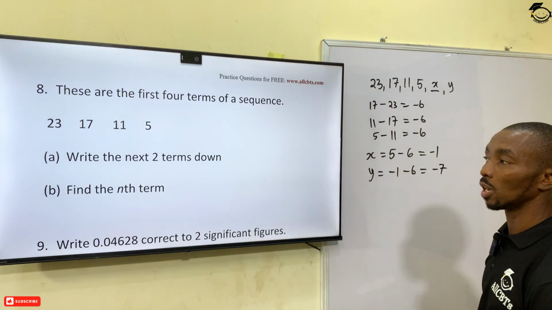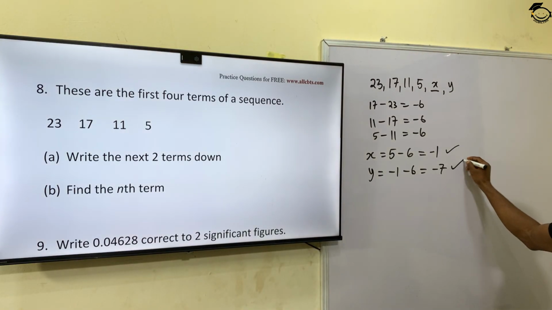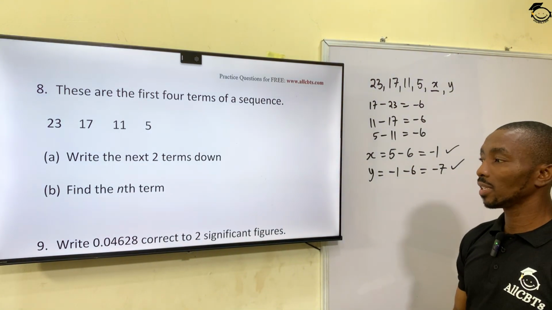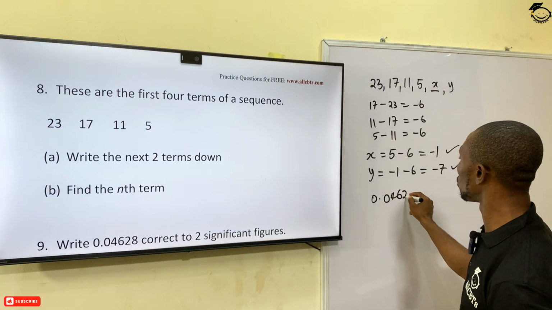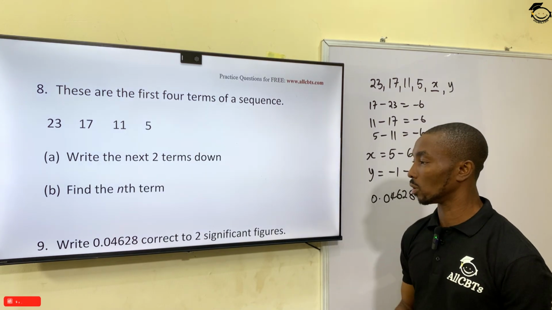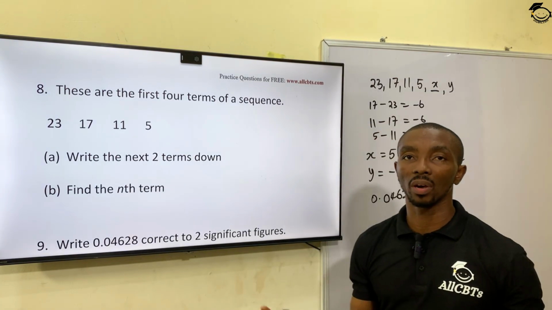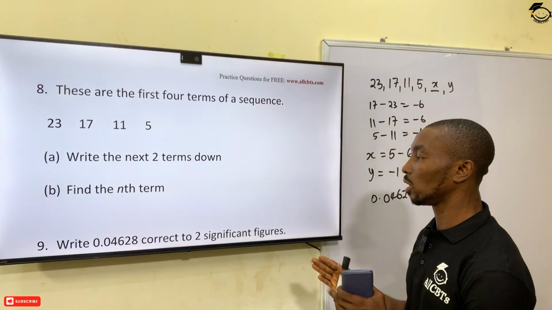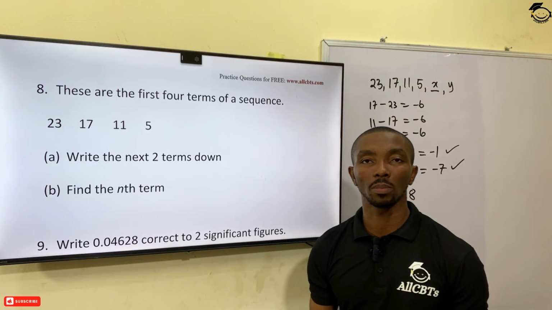So the next two terms for this sequence would be minus 1 and minus 7. Now, our next question says, write 0.04628 correct to two significant figures. Now, if we are working on significant figures, we are going to consider the entire number in question. But if we are working in decimal places, we would consider the position of the decimal point.